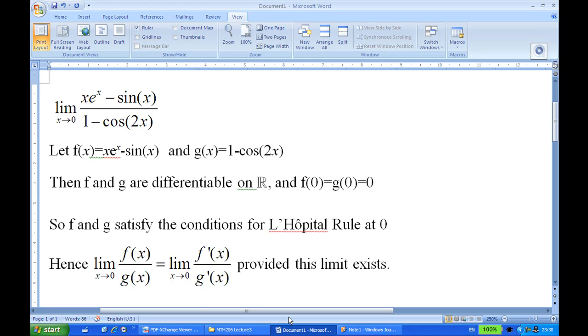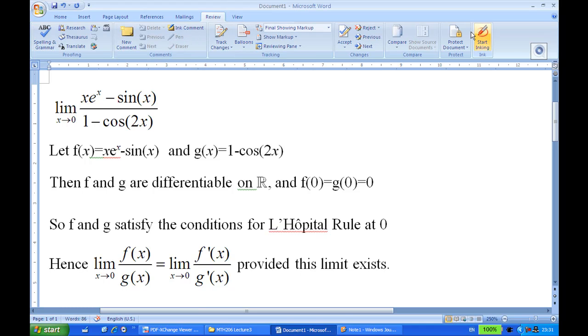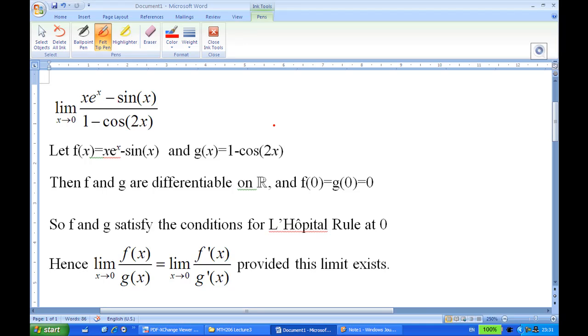This is what we're going to find. The limit is a ratio of two functions. Let the numerator be f(x) and the denominator be g(x). So f(x) is x e^x minus sin x, and g(x) is 1 minus cosine 2x. Both f and g are differentiable on the interval from minus infinity to infinity, and c is equal to 0. So f(0) and g(0) both equal 0, as I showed you earlier.